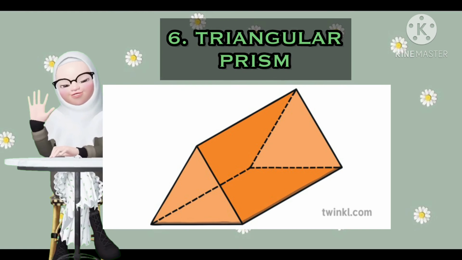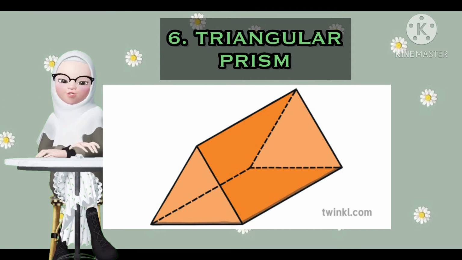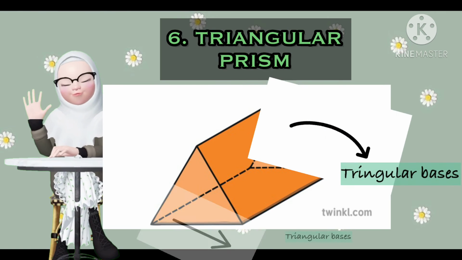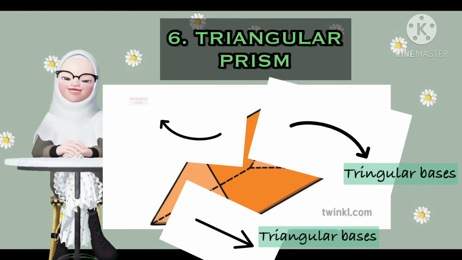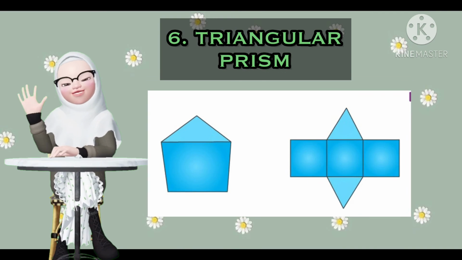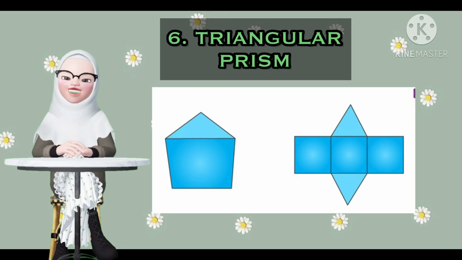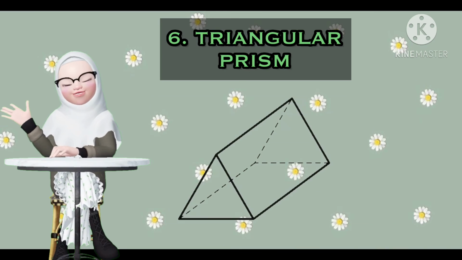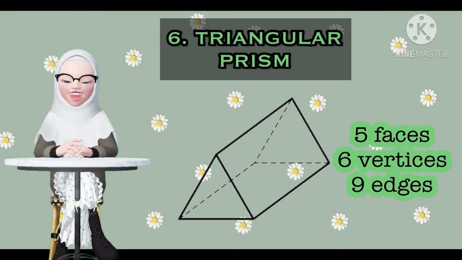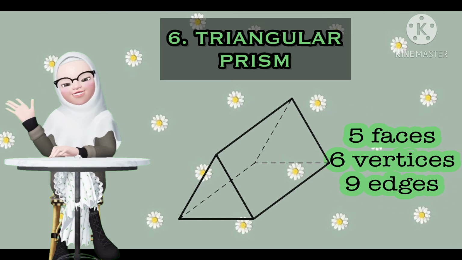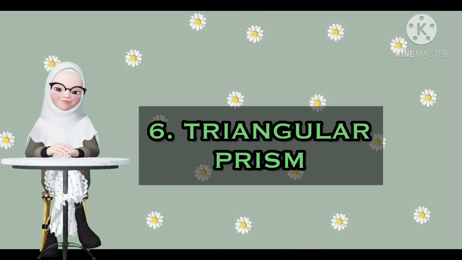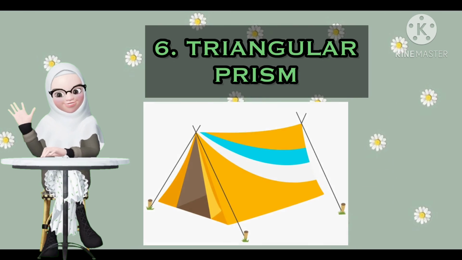Okay, my lovely students, the next shape of three-dimensional is the triangular prism. A triangular prism is a polyhedron or three-dimensional shape made up of two triangular bases and three rectangular sides. Like other prisms, the two bases here are parallel and congruent to each other. It has 5 faces, 6 vertices, and 9 edges in total. So, you can look at the shape of an object such as a camping tent.